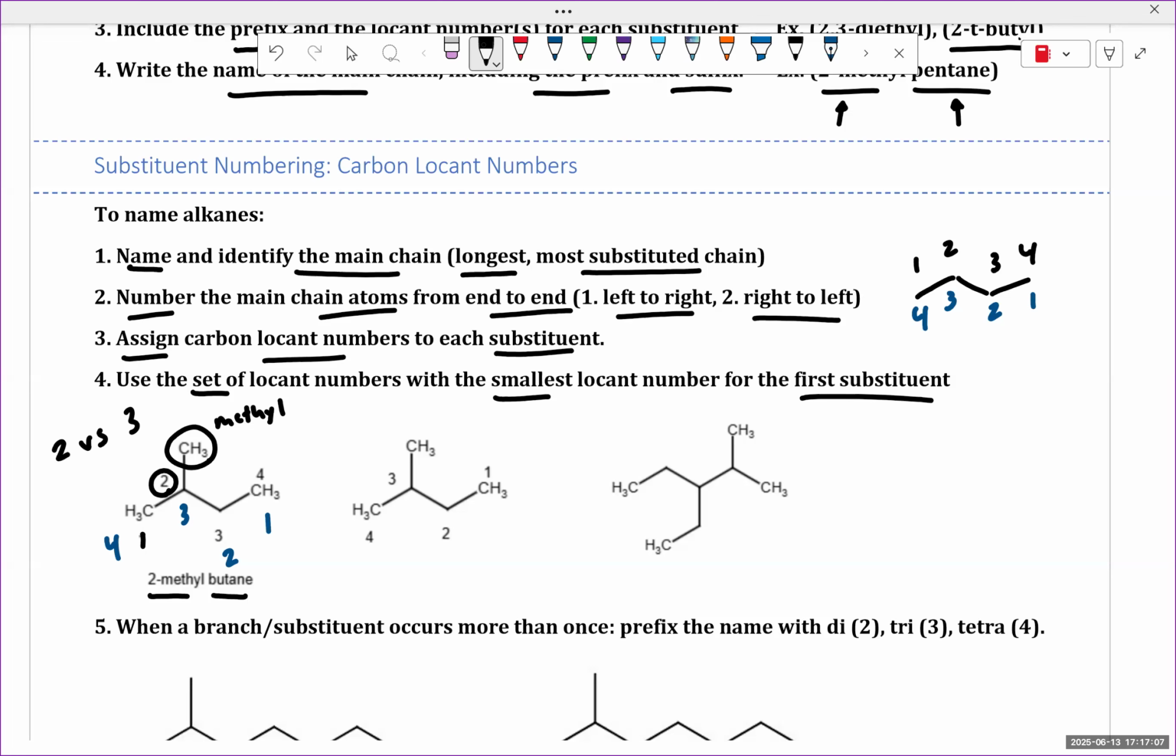Let's apply what we've learned to this next example. So I'm going to number and identify the longest chain. In this case, we have a 2-carbon, 2-carbon, and 2-carbon chain. So we count down 1, 2, 3. If we have a choice, we choose the chain with the most branching. So we're going to count up and to the right, giving us 4, 5. So we have our longest chain. Now there are two methods of counting down the longest chain, left to right and right to left.